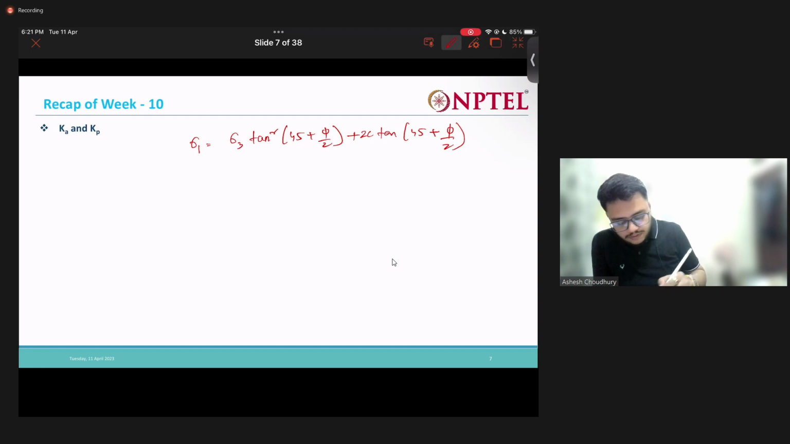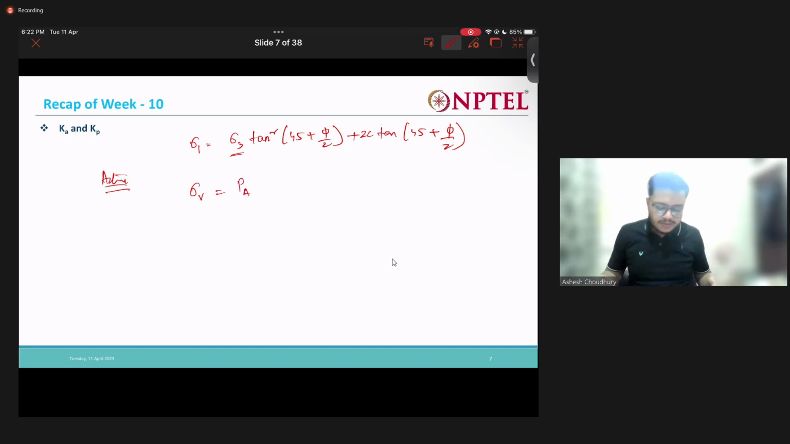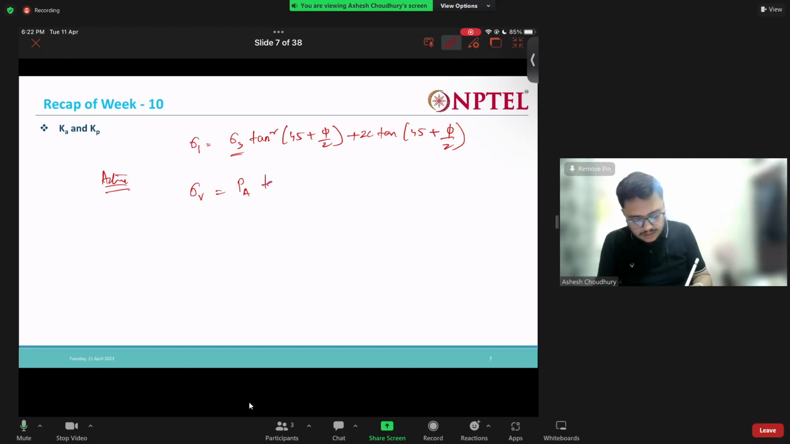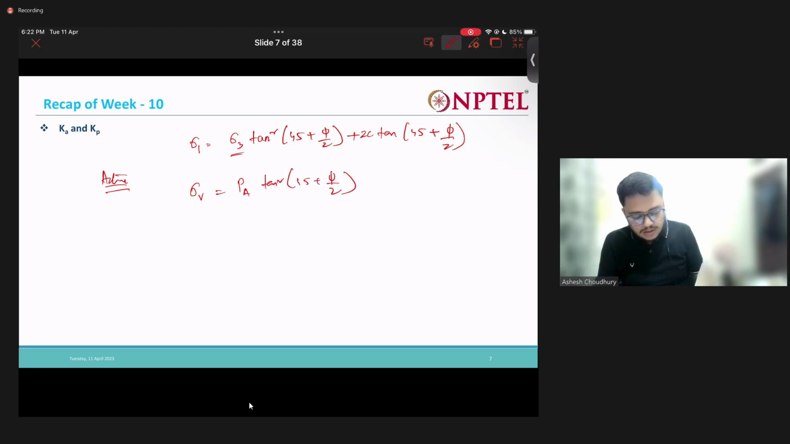So for the active case, what is my sigma 1? Sigma 1 is nothing but my vertical stress. And what is my sigma 3? Sigma 3 is nothing but my P active, into tan square 45 plus phi by 2. C is 0 because the soil is cohesionless, as we have considered. So what is my PA? PA is nothing but 1 by tan square 45 plus phi by 2 into sigma V. So this is nothing but my Ka.